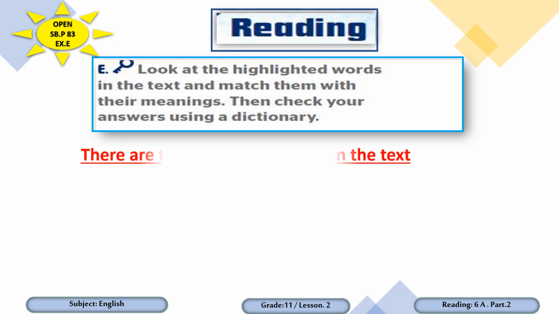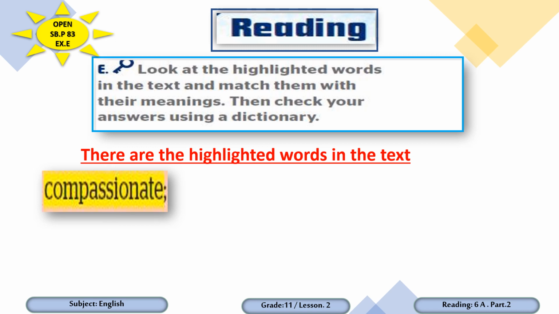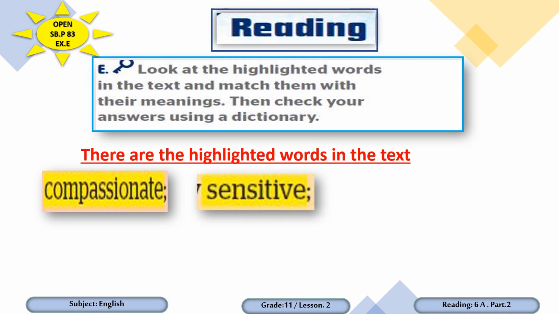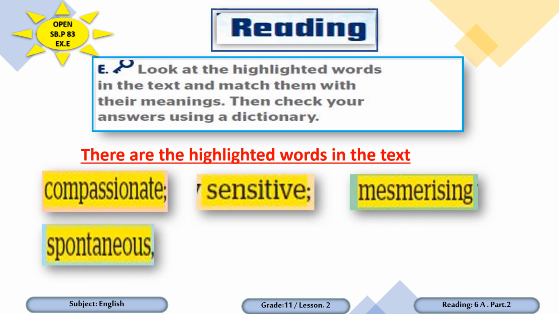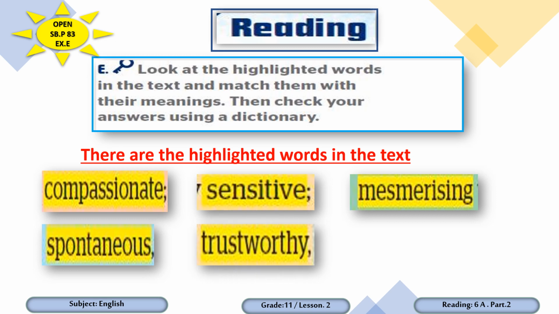So, first of all, let's have a look at the highlighted words in the text. The first one is compassionate. The second one is sensitive. Then mesmerizing, spontaneous, and the last one is trustworthy. So here we have the five highlighted words from the text. You need to match them with their meanings, and then after that, we are going to check the answers using a dictionary. Thank you.